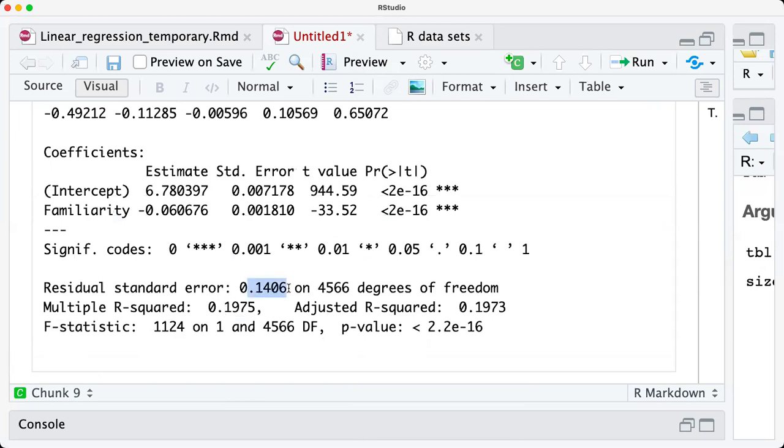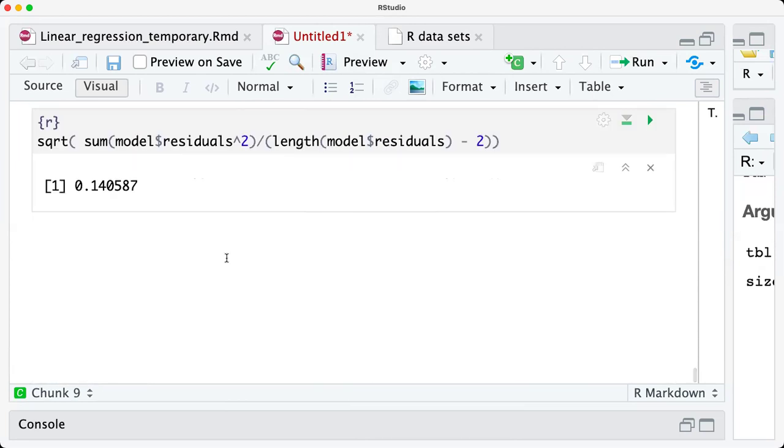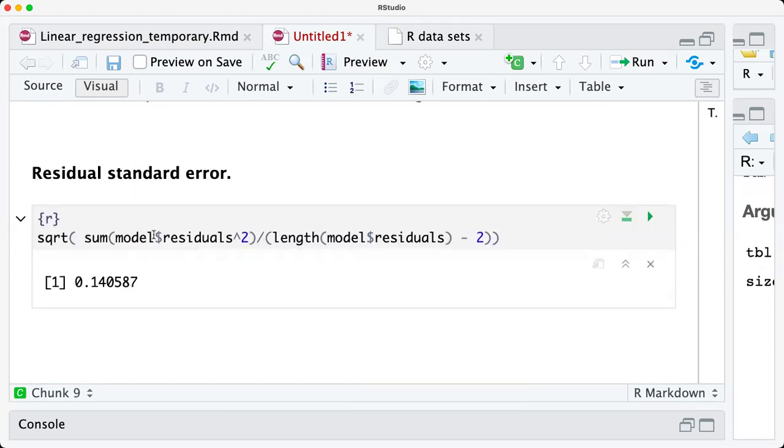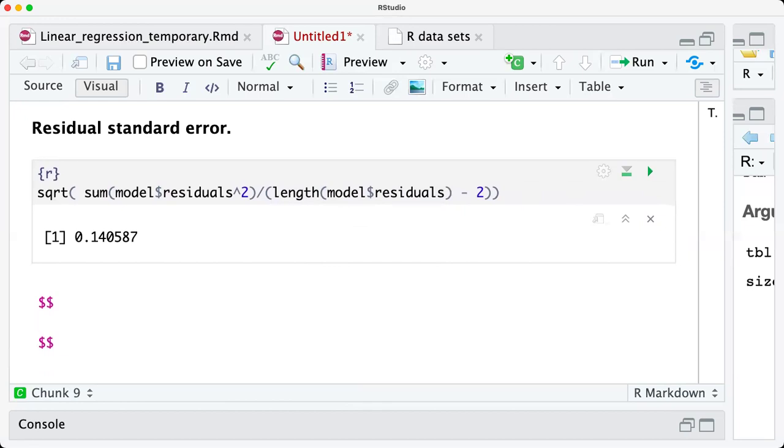Yes. So it's simply the square root of this quantity here. We take the residuals, we square them, we sum them, and we divide by the length minus these two, which is not really important. And then we take the square root. Sorry, I use the formula, it's better.